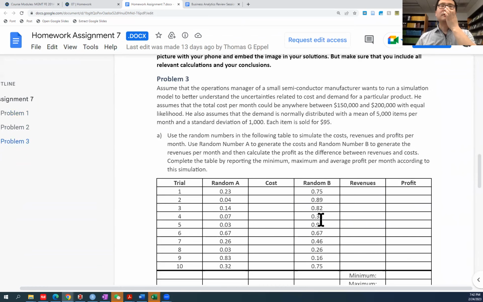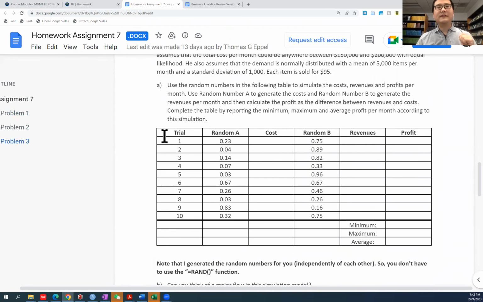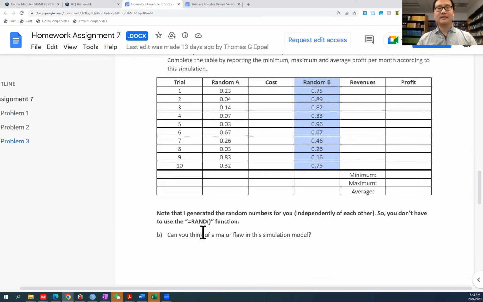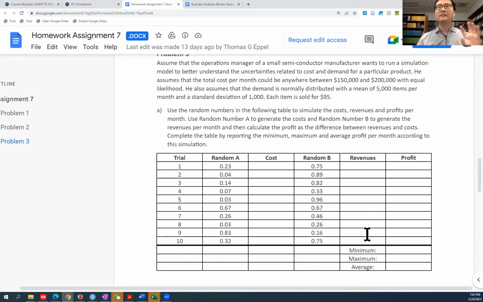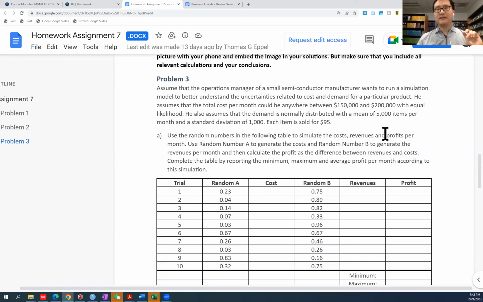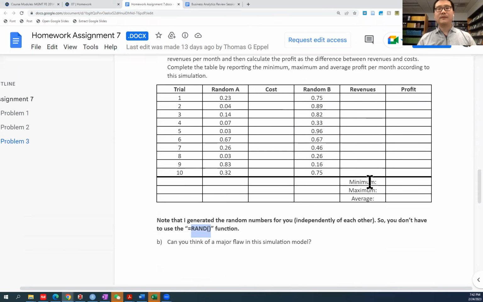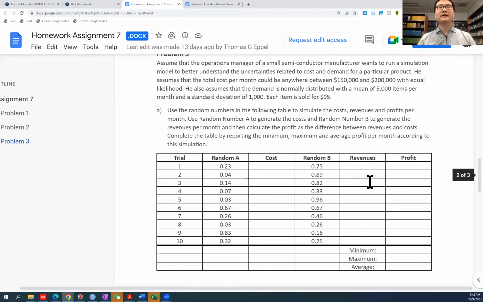Okay, all right. So in problem 3, we are given this table, and we know that the random A and random B columns are generated by the random number generator function. Before doing that, we need to understand what we are doing. The purpose of this is to simulate the profit, so we understand the distribution of the profit. For example, in part A, we are calculating the minimum, maximum, and average profit.